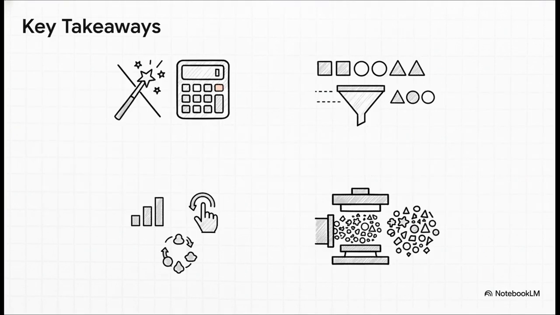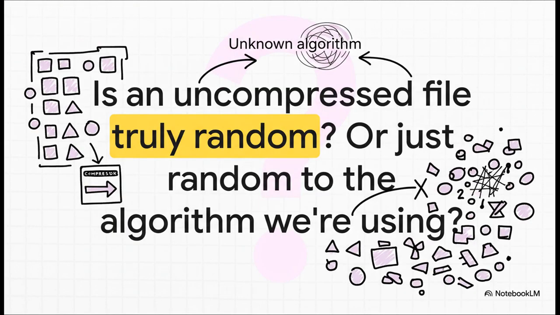So, let's wrap this up. What have we learned? First, lossless compression isn't some kind of magic. It's all about math. Second, it works by hunting down patterns, that redundancy, and finding a clever shorthand for them. Third, different algorithms are just different kinds of hunters, designed to find different kinds of patterns. And finally, because of that pesky pigeonhole principle, a truly random file, one with no patterns at all, simply cannot be made smaller.